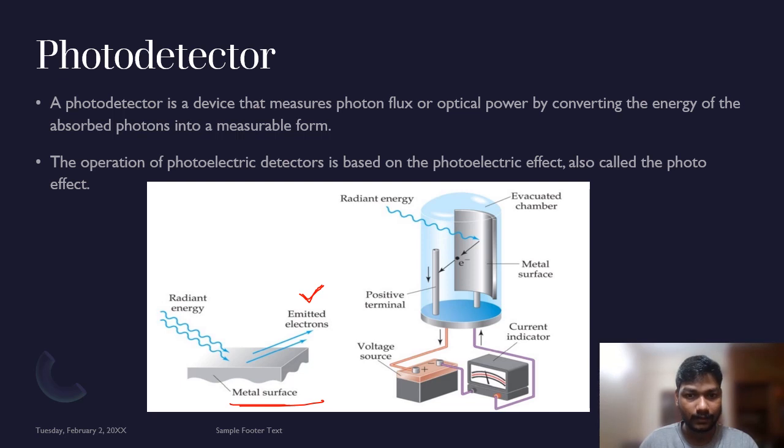So we can see a metal surface here. This is an evacuated chamber. This is the positive terminal, this is the anode, and the radiant energy is incident on the photocathode. Then the electrons are generated, and it leads to a photocurrent, and there is a voltage source, and there is a current indicator to measure the photocurrent.